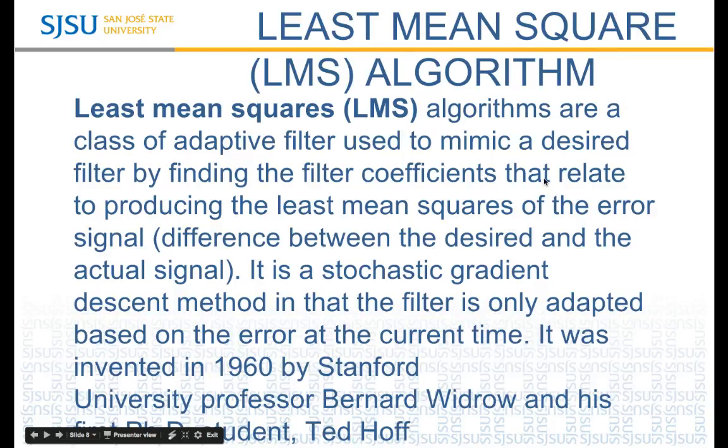Least mean square algorithms are a class of adaptive filter used to mimic a desired filter by finding the filter coefficients that relate to producing the least mean square of the error signal. Hence, it changes the error signal according to its least mean square and helps in modifying the coefficients of the FIR filter, and hence reduces the noise exponentially. It uses a stochastic gradient descent method in that the filter is only adaptive. It was invented by Stanford professor Bernard Widrow in his first PhD.